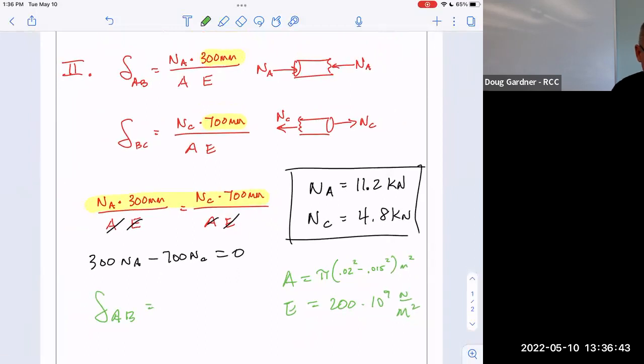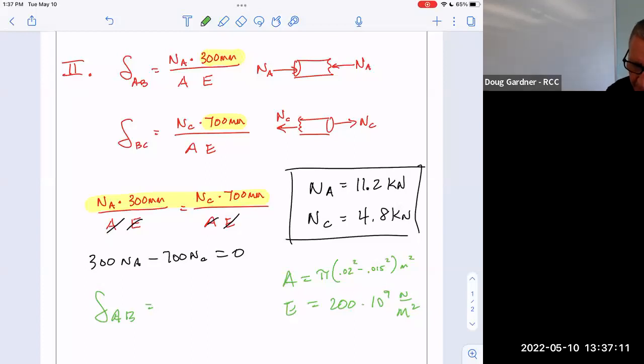Delta AB is NA, which we said is 11.2. Notice that's kilonewtons. Is that a problem? Yes, because isn't E in newtons? So I'm going to change 11.2 to 11,200 when I type it in. I can leave those millimeters alone because it means the answer will come out in millimeters, which makes sense because it's not going to move much.